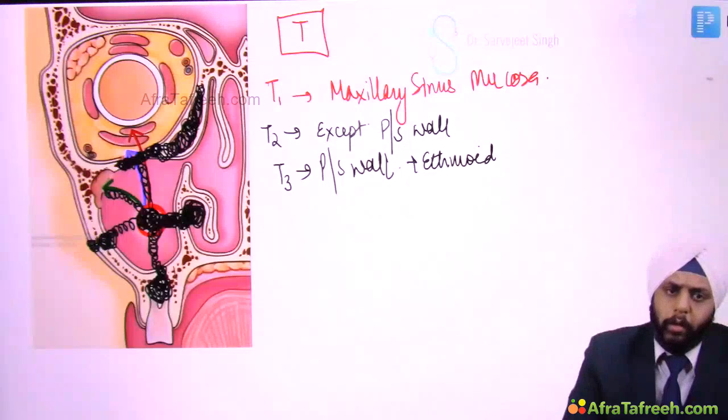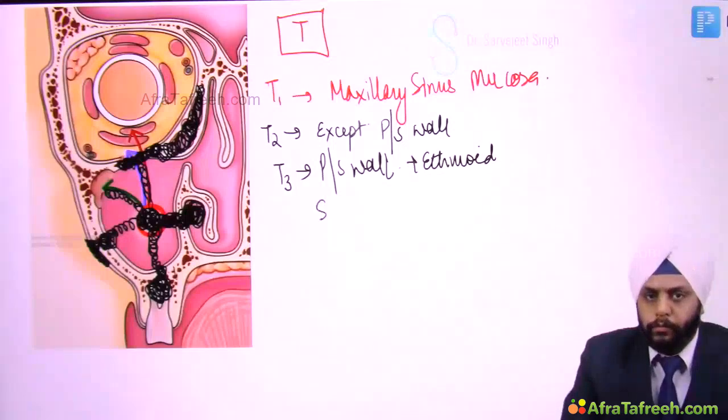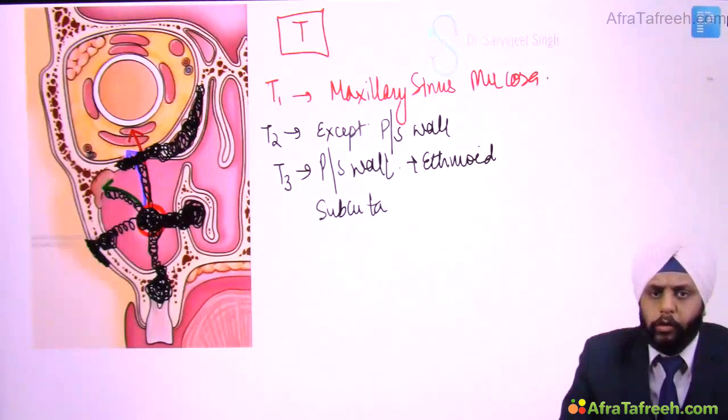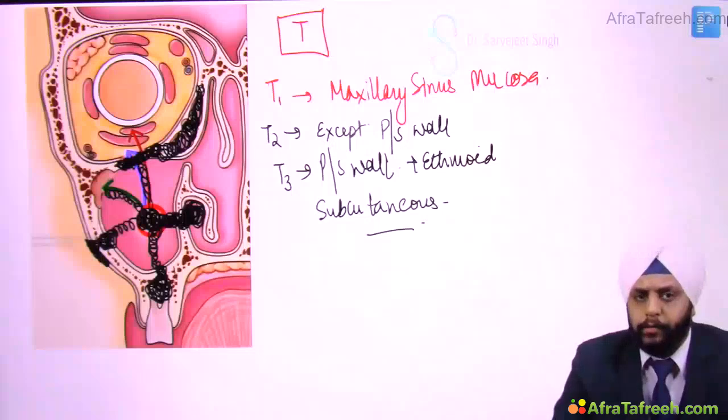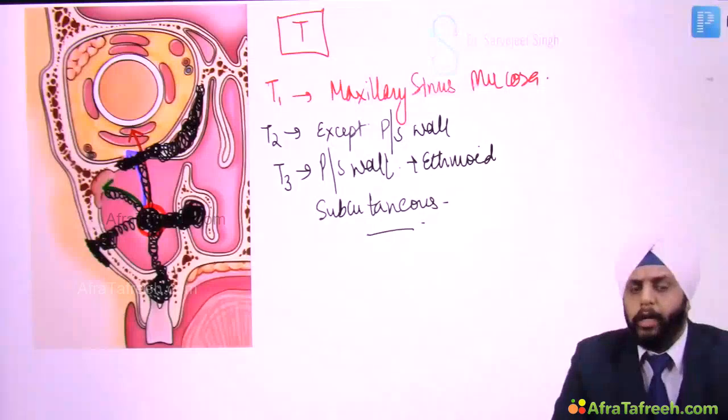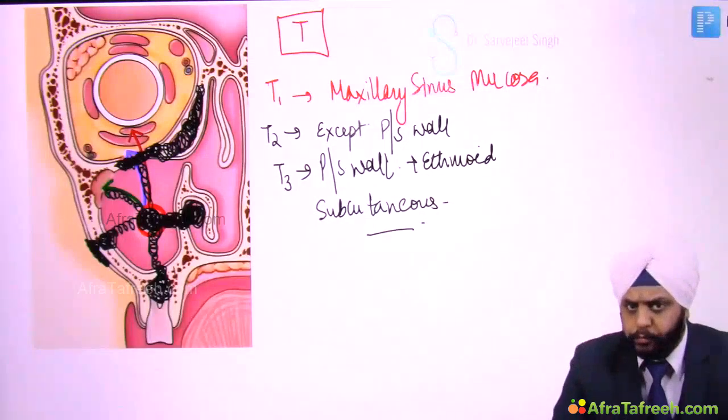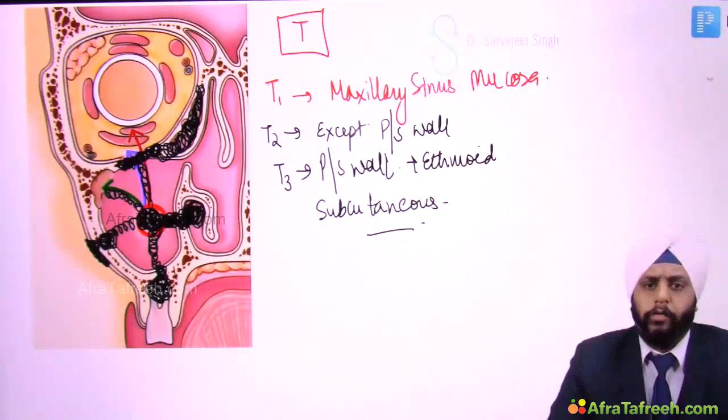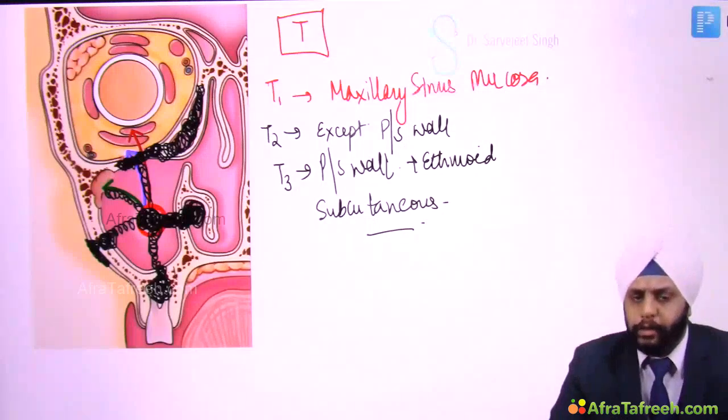Now it may also go into the subcutaneous tissue. If it has gone into the subcutaneous tissue, you will see that the skin of the face starts having some changes, just like a peau d'orange appearance. The subcutaneous tissue is involved, so the skin over here will become attached to the underlying bone, right? Okay, so that is the T3 stage.